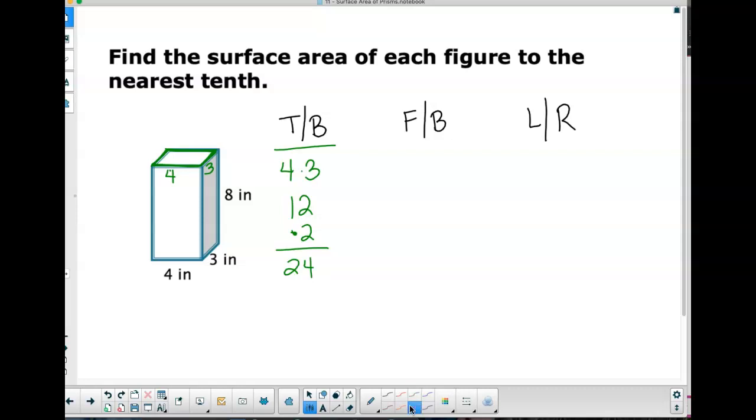Then let's do the front and the back. So grab a color and outline the front. What are the numbers on the front? Tyler? 4 and 8. So the front and back is 4 times 8, which is 32. That 32 is just the front. We also need the back, so what do I have to do? Multiply by 2. So 32 times 2 is 64.